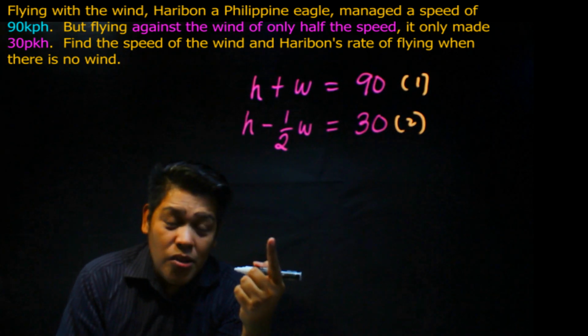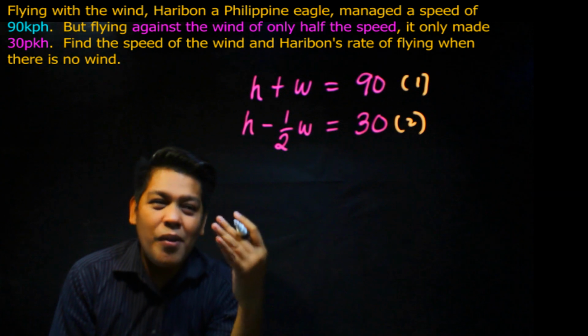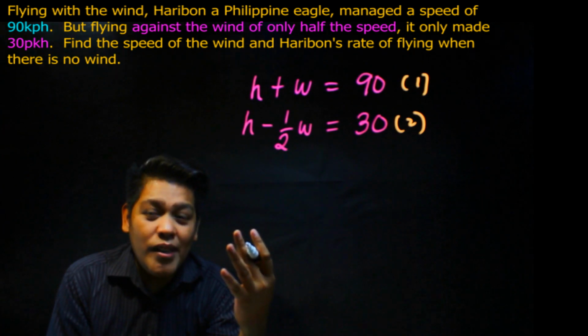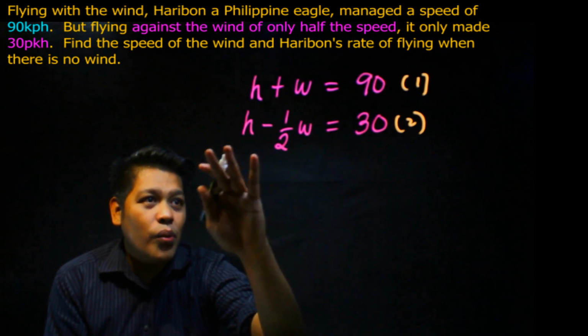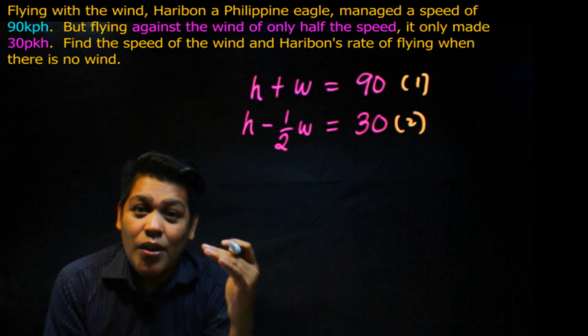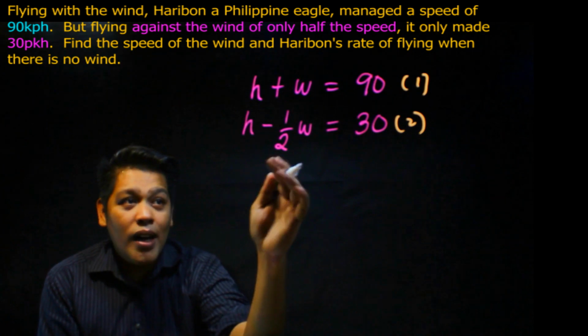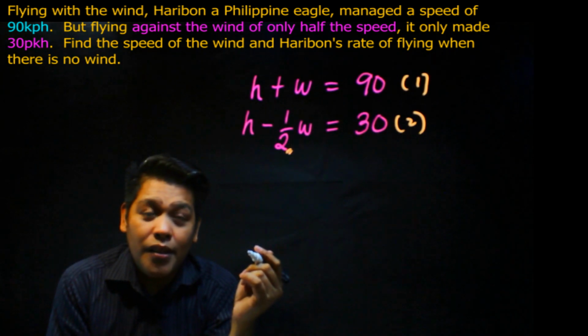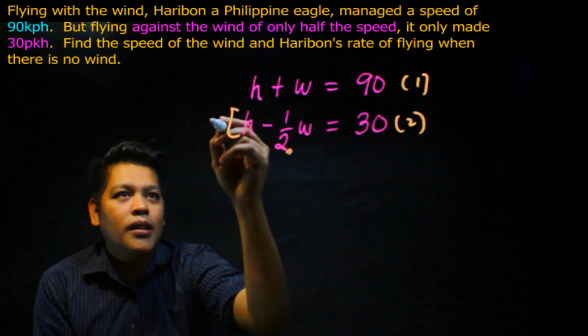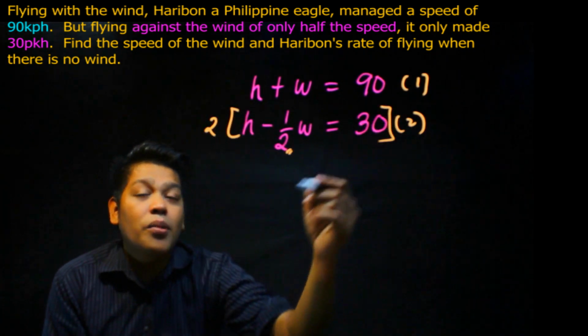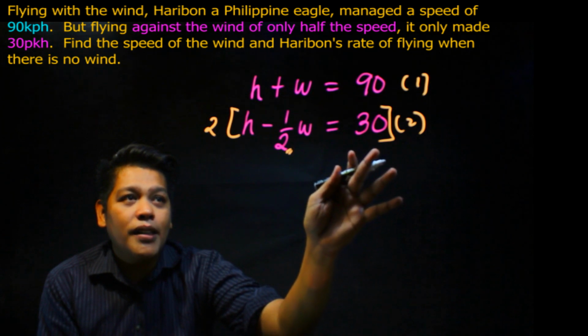Alam natin na may fraction, 1/2. So, para mawala yung fraction na yan, ang gagawin natin is i-multiply natin lahat itong equation number 2 kung ano man yung denominator ng fraction na yan, which is ito nga, 2 yung denominator niya. So, ang gagawin natin, multiply natin to ng 2. Ang buo na to, equation number 2 to, multiply natin ng 2.